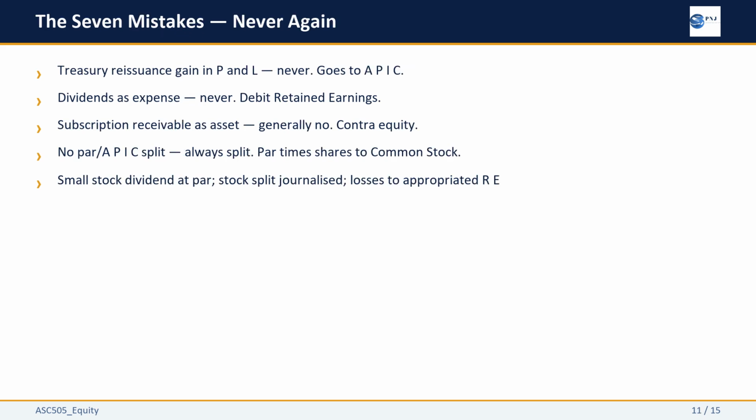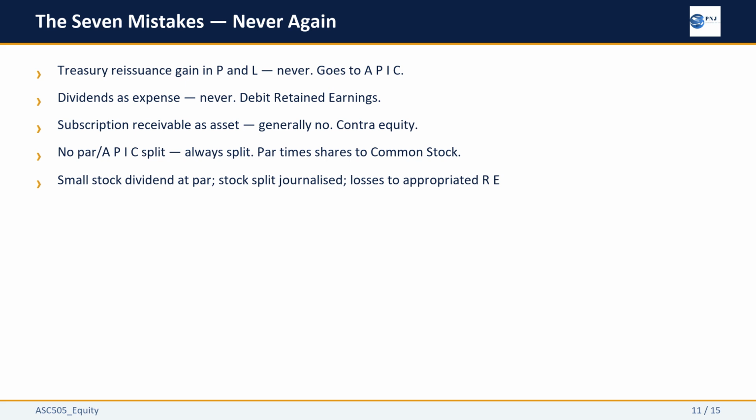The 7 common mistakes from Section 7 deserve emphasis in this recap. Treasury stock reissuance gains never go to P&L. They go to APIC. Dividends are not an expense. They debit retained earnings. Subscription receivables are contra equity, not assets.